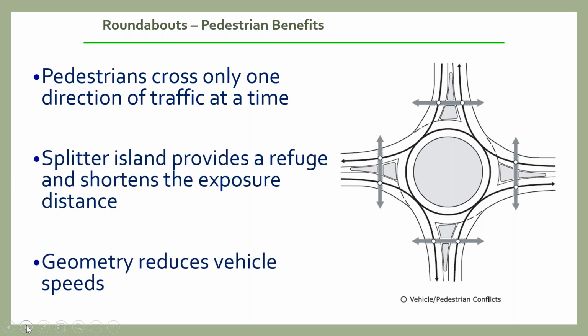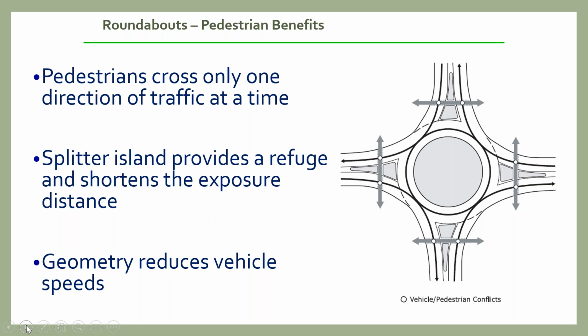Now, roundabouts also have advantages for pedestrians. Pedestrians cross only one direction of traffic at a time. The splitter island can provide a refuge so that there are shorter crossing distances. Instead of crossing all the lanes at once, a pedestrian basically breaks up the crossing and only crosses one direction at a time and fewer lanes at a time.